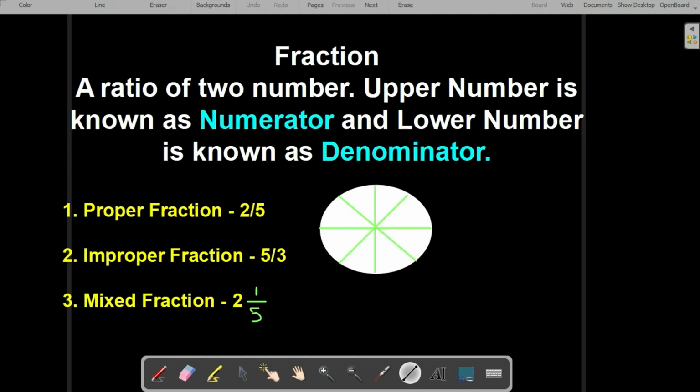Today we are going to cover a topic, fraction. A fraction is basically a ratio of two numbers. The upper number is known as the numerator and the lower number is known as the denominator. So a fraction is like a part of a whole.